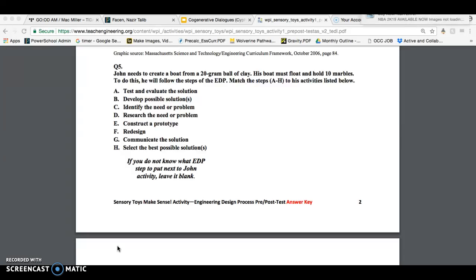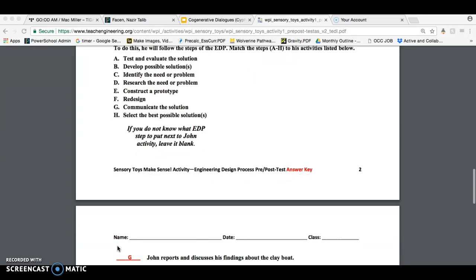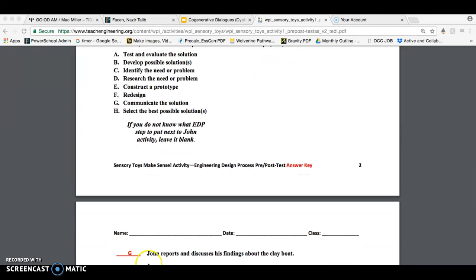So what you're going to do, I'm going to give you the answers for the first four, and then you're going to get the rest on your own. So let's look at this part. John reports and discusses his finding about the clay. The biggest thing is that you want to recognize the verb in each scenario, because that lets you know what the person is doing.